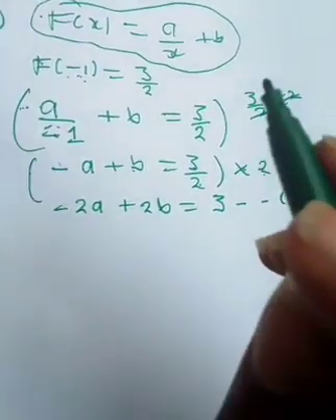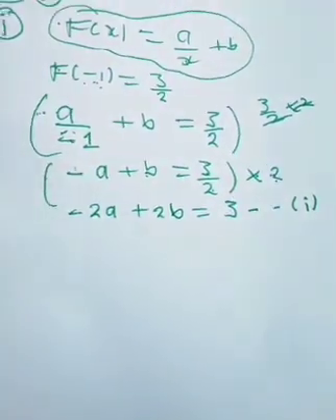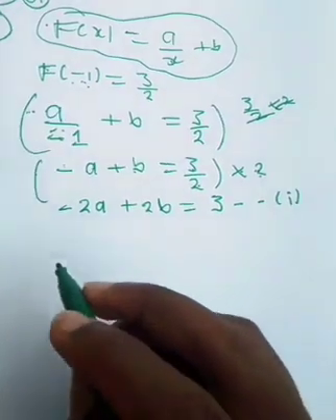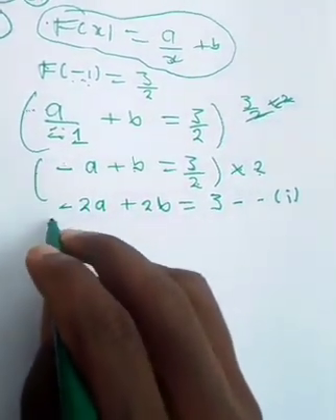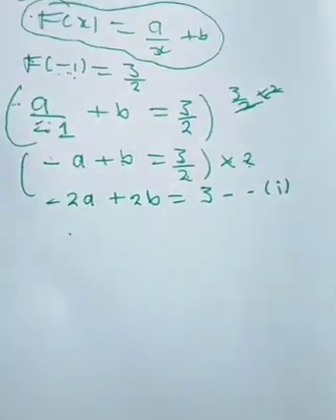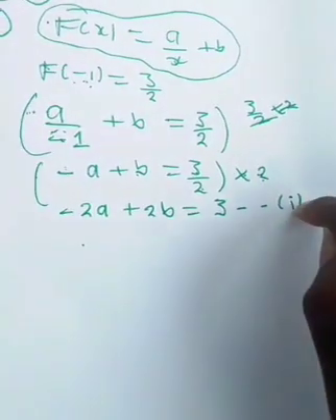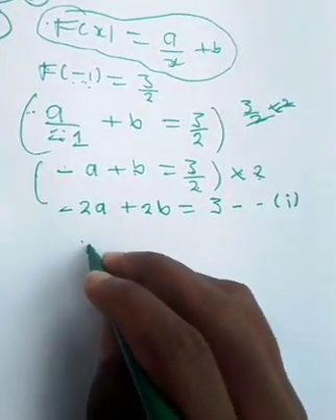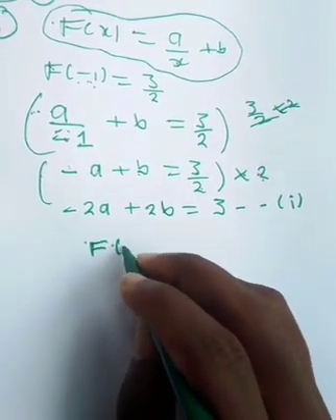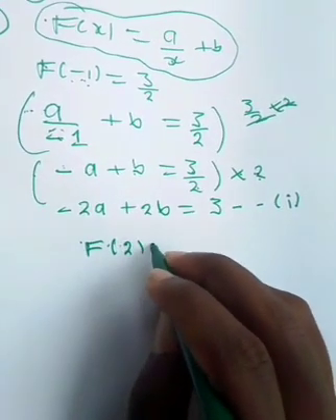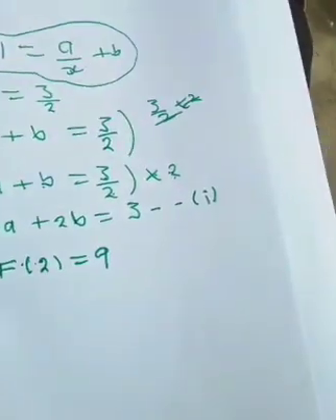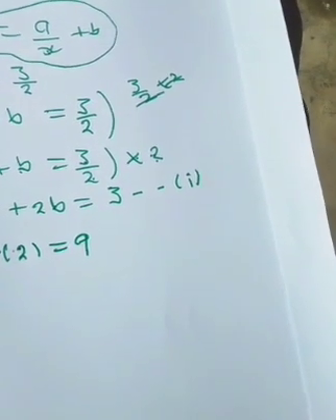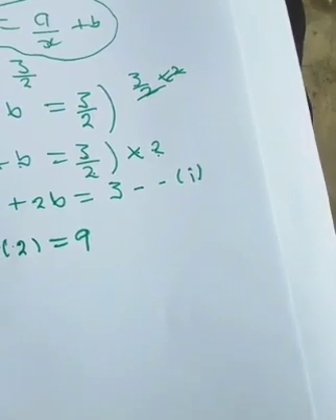Okay, so now let me find my second equation. We are going to find it based on the second condition which they gave. I want to take note that when you start solving them simultaneously, this will be our first equation. So let's find the second equation based on the condition which they give us, that f of 2 is equal to 9.